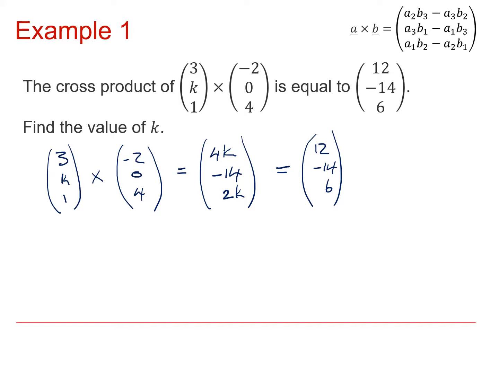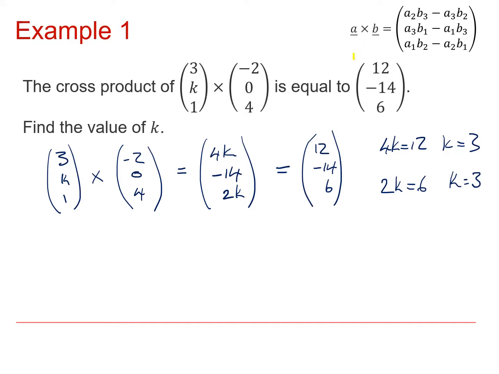And so it doesn't matter whether I use the first component or the third component. From the top one, I'm going to get 4k equals 12, which means k equals 3. And from the bottom one, I'm going to get 2k equals 6, which also means k equals 3.